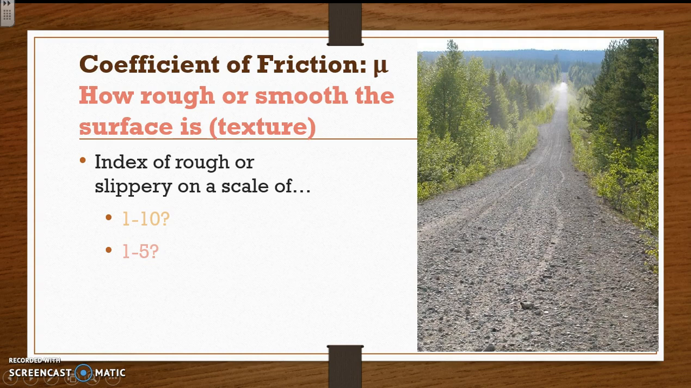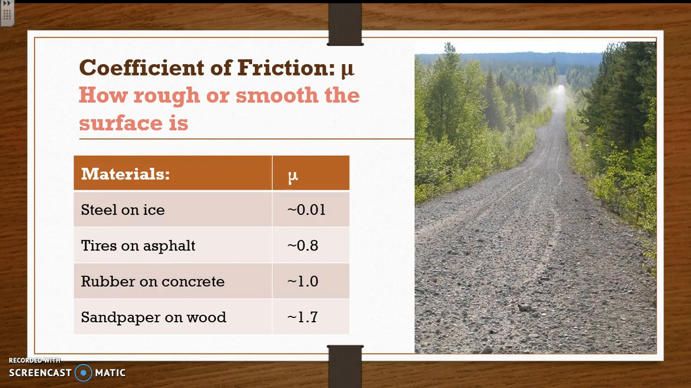Well, we can't really make up anything. We're bound to work in units of kilograms, meters, seconds, newtons. And it turns out that the coefficient of friction in the real world is measured not on a scale of 1 to 5, but on a scale of 0 to 2.